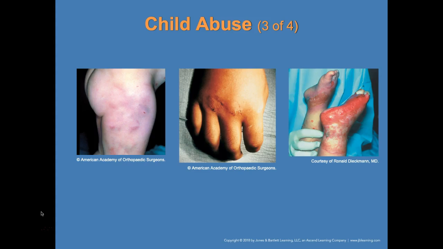In the pictures on these pages, you can see the multiple bruises in various stages of healing. The hand in the middle is supposed to be human bite marks, I guess. And the one on the right is what's called stocking burns. This occurs when people get boiling water and stick their children's feet or hands into it. You can also see it on the hands. So these are things that we need to be watching out for, making sure these kiddos are taken care of.